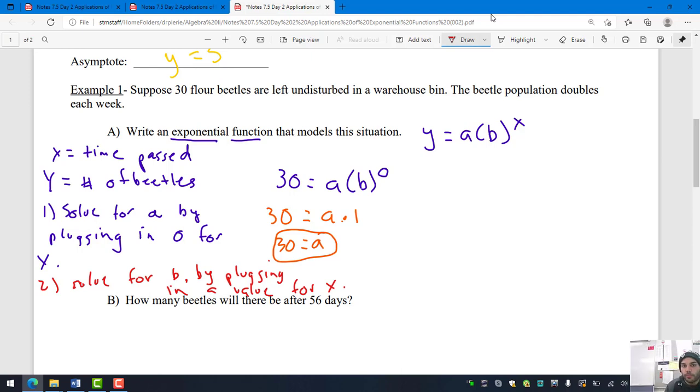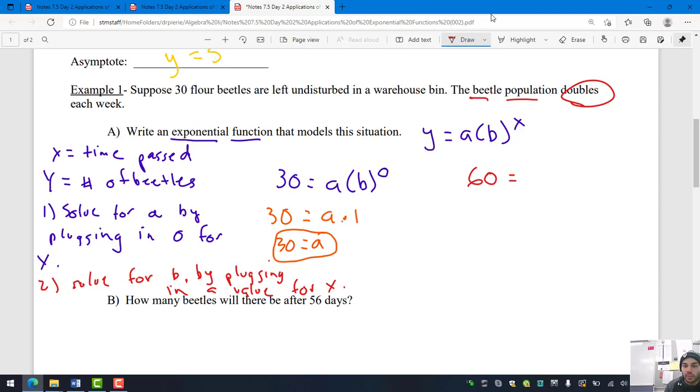Suppose 30 flower beetles are left undisturbed in a warehouse bin. And it says the beetle population doubles every week. Okay, so we know after 1 week, we should have double the amount of beetles we started with. If we started with 30 beetles, after 1 week, we should have double the starting amount. Double of 30 should be equal to 60.